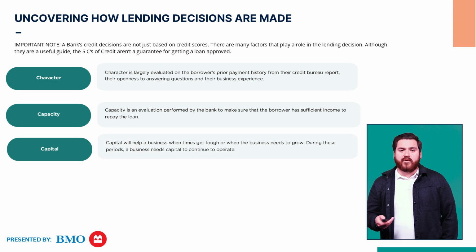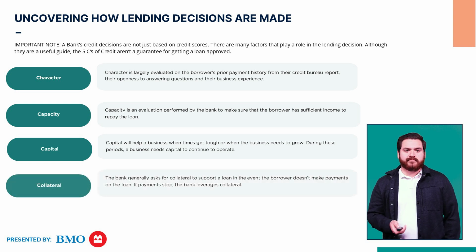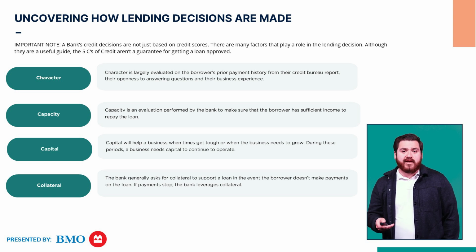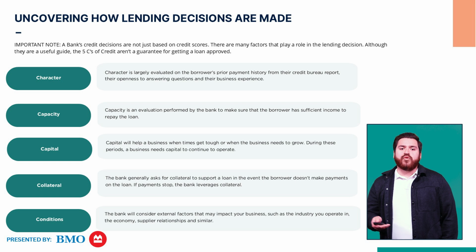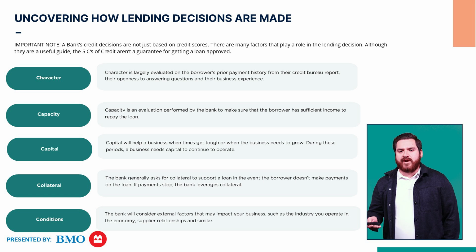Capital examines the borrower's financial resources and net worth to determine their ability to absorb potential losses or make payments to the loan. Collateral refers to an asset that is pledged as a security for the loan, which can be seized if the borrower defaults on their payments. And lastly, condition examines the overall economic climate and specific circumstances surrounding the loan request. These 5 factors are commonly used to determine lending decisions, but are not the only ones used. Other factors may be included depending on the specific situation of each loan request.